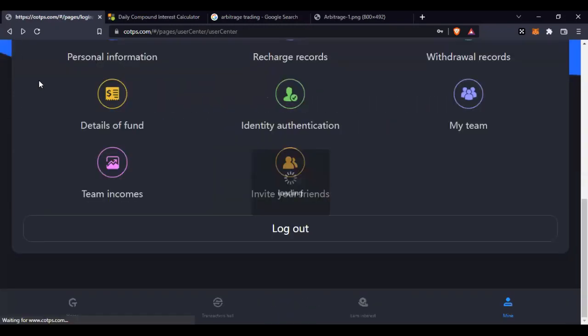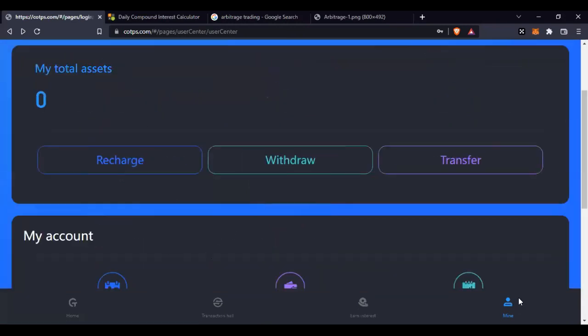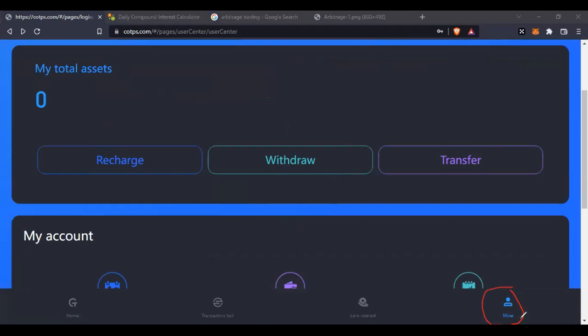All right. So, any other question? To make a deposit here is not hard. If I come in here to Mine, we have Mine here. The same way it appears here is the same way it appears on your phone. If I click on it, you see where it says recharge. Once you see that, it will tell you to recharge with USDT TRC20.